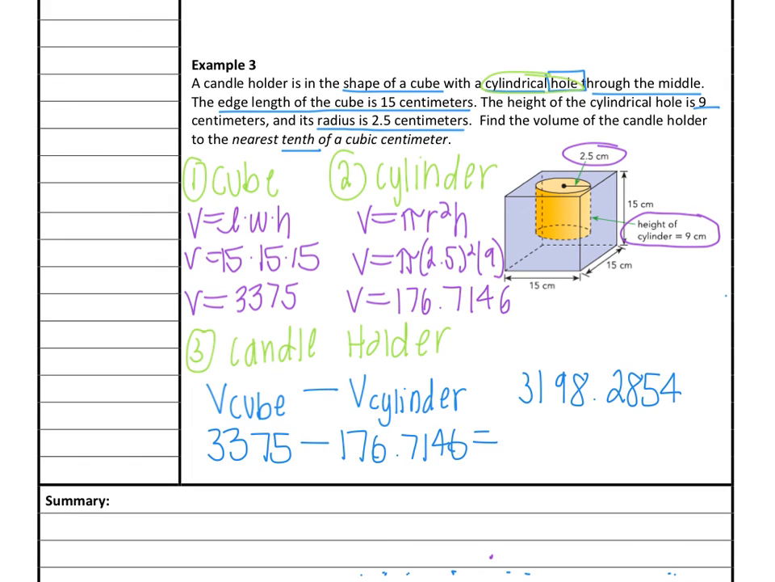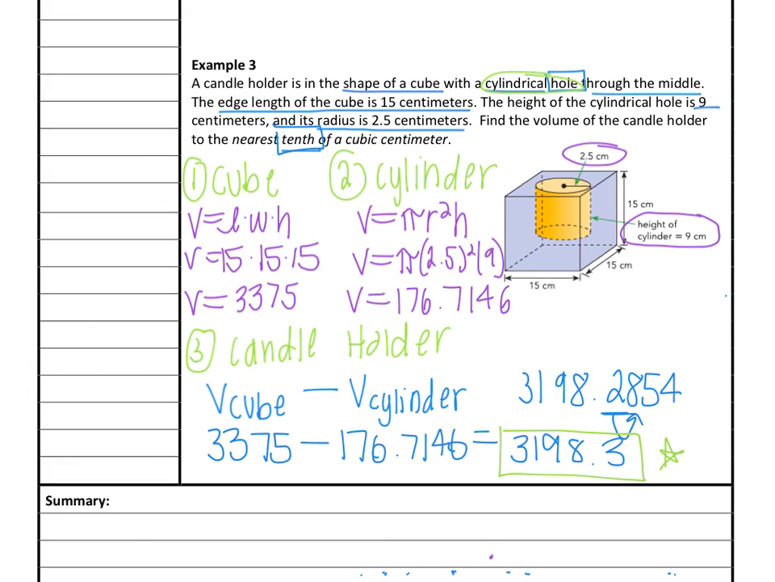And the last thing I have to do is it said to the nearest tenth of a cubic centimeter. So I look at the tenths place, I look next door, it's an 8, so that 8's going to bump up our 2. So my final answer here, 3,198.3. Box that in. And we are done.